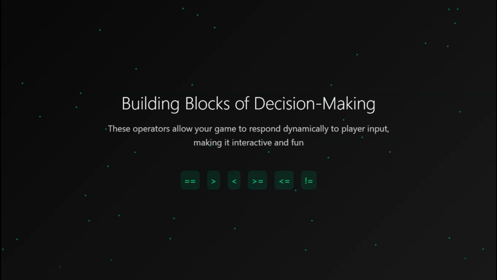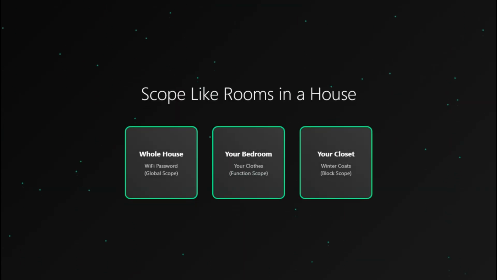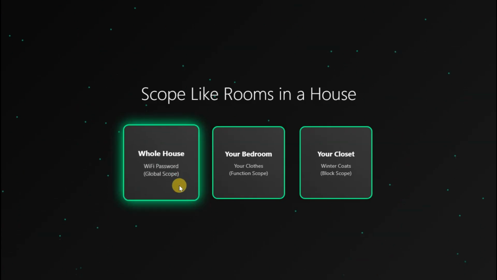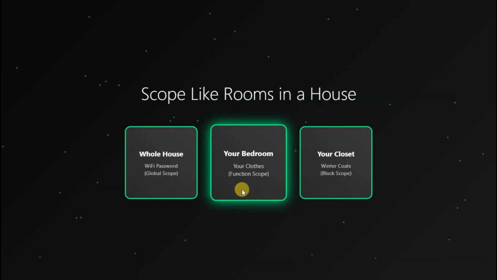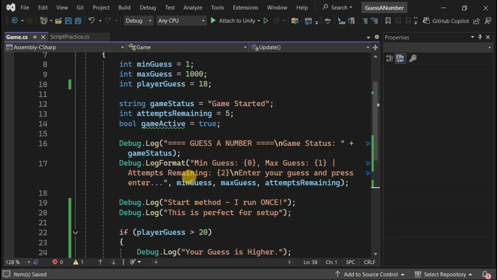But for now, let's shift gears and talk about something equally important, variable scope. This determines where in your code you can use your variables. Think of scope like rooms in a house. Some things belong to the whole house, like the Wi-Fi password. Some things belong to just your bedroom, like your clothes, and some things belong to just your closet, like your winter coats. Let's take a practical example from our existing code.